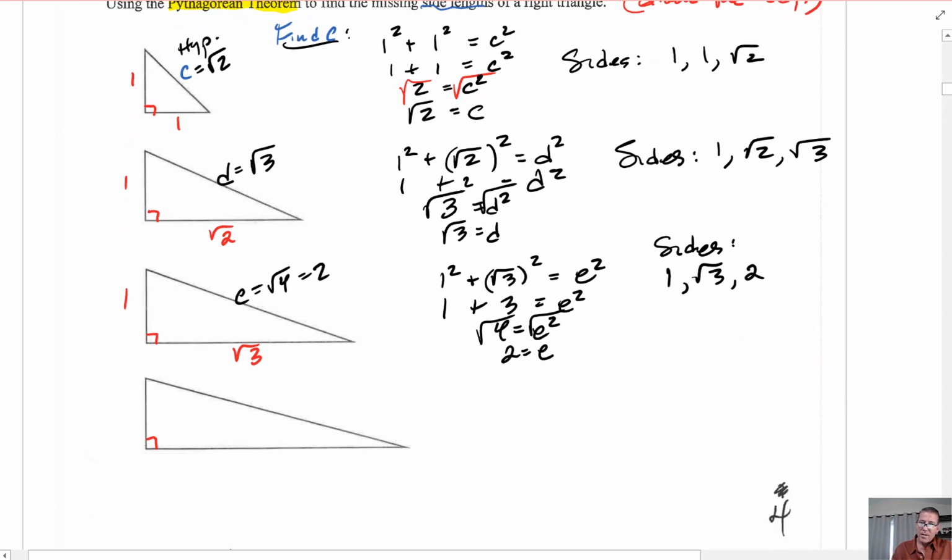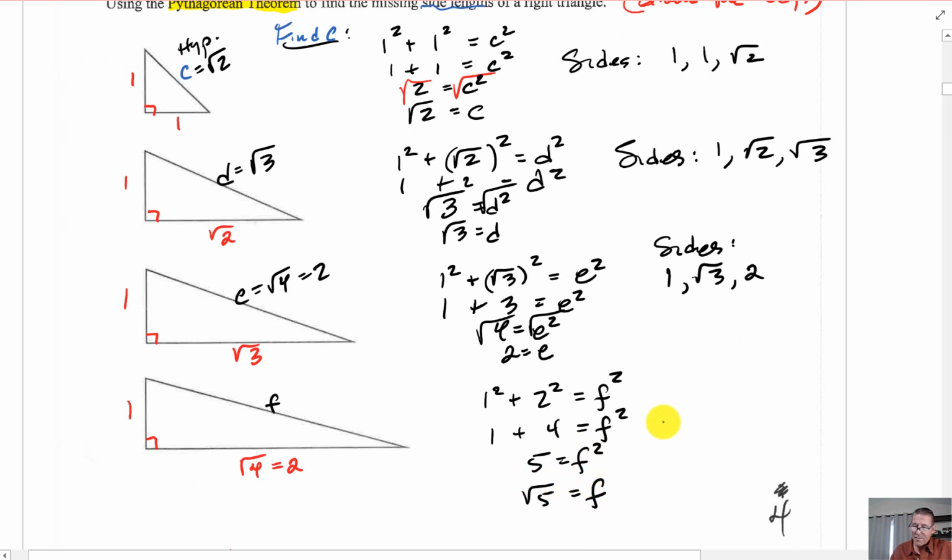Now, the last one. Let's call this vertical side length 1, but this time I'm going to give this side length root 4, which is the same as 2. So what do we have? 1 squared plus 2 squared is equal to, let's call this f, f squared. You get 1 plus 4 is equal to f squared. That gives you 5 is equal to f squared. Then you square root both sides, and you get root 5 is equal to f. So this is equal to the square root of 5.